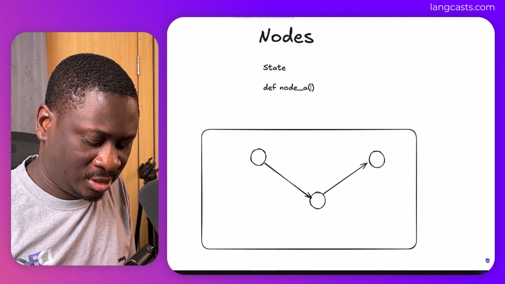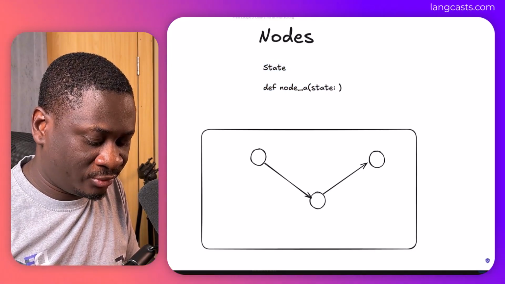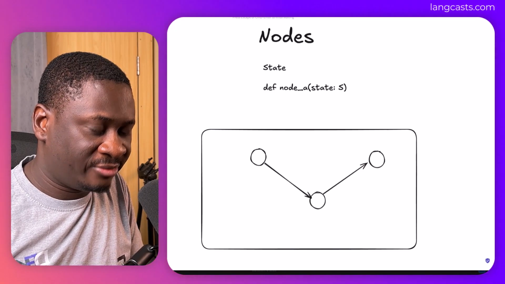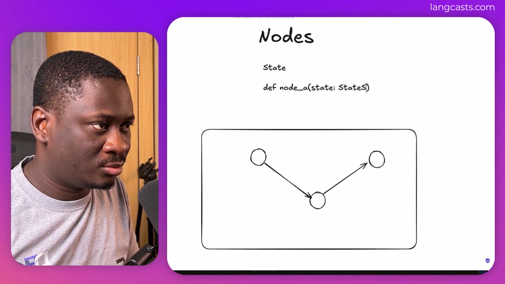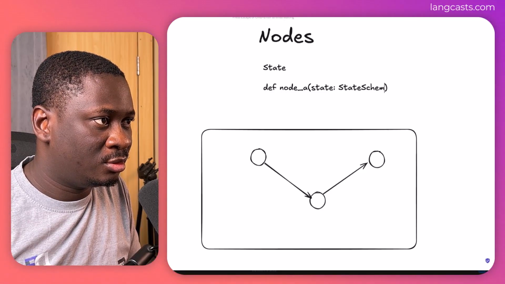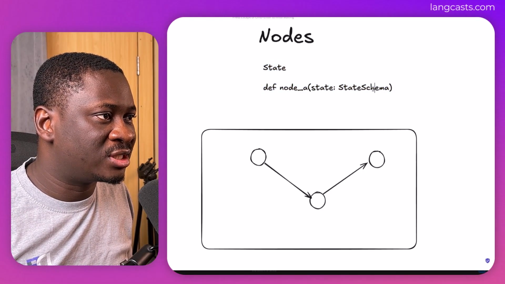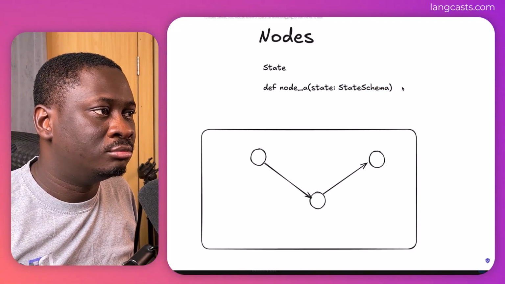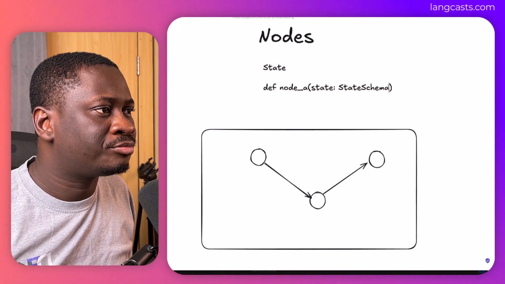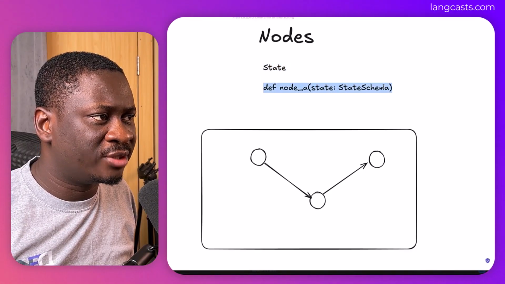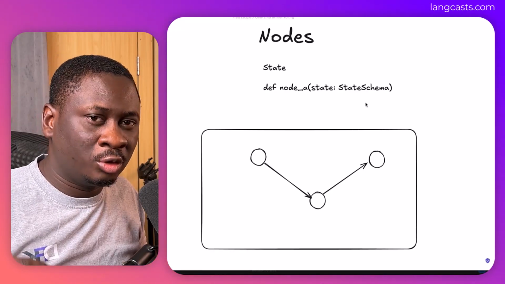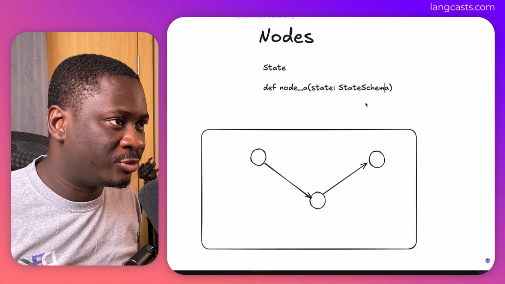Our node can take a state argument which is of the type of our state schema. That's the state schema that we defined. So let's say we called it state schema. It will take in state, and it will be of the type of the state schema that we defined. Now that's the default thing that every single node takes, and it's always the first argument to your node. And inside your node, you can do any type of processing you want.